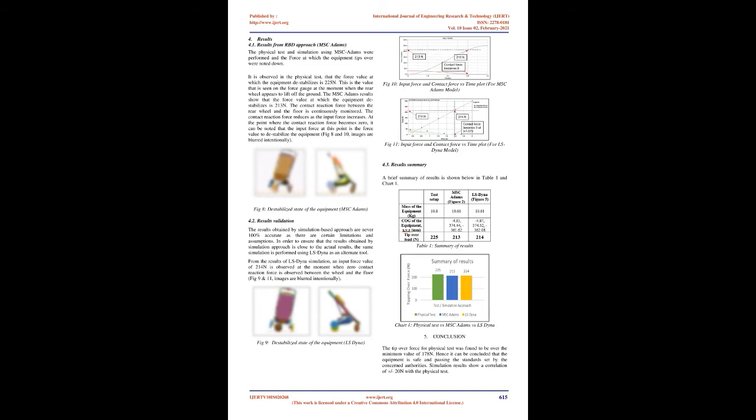Fixed joint connection is given between parts to realize the operating condition, i.e. the open condition of the equipment, Fig. 3, images are blurred intentionally. Revolute joint connection is defined between wheels and axles and between fork and footboard, Fig. 4, images are blurred intentionally. Force is applied on the footboard and the contact reaction force between the wheels of the equipment and the floor are cautiously monitored.